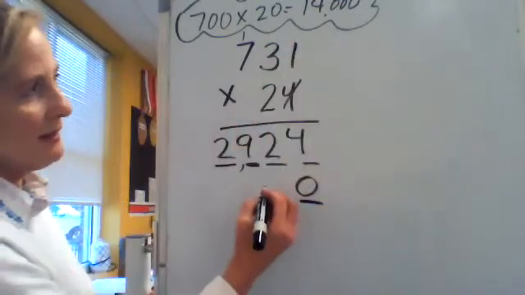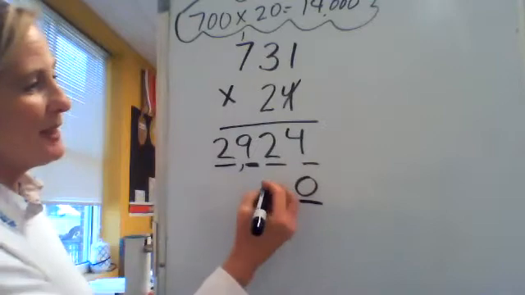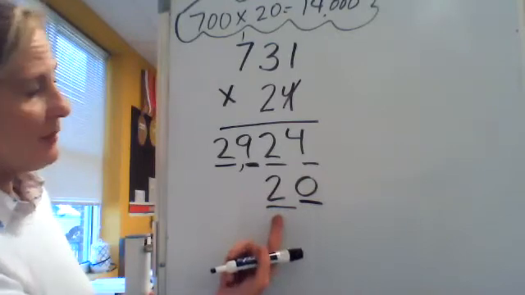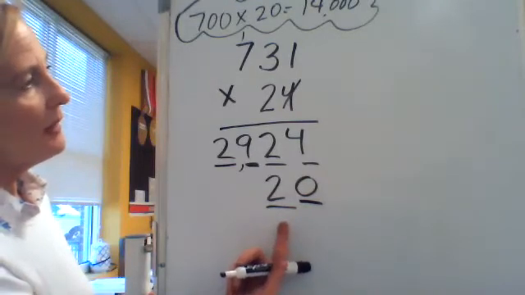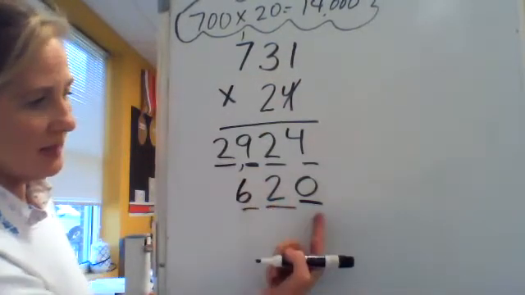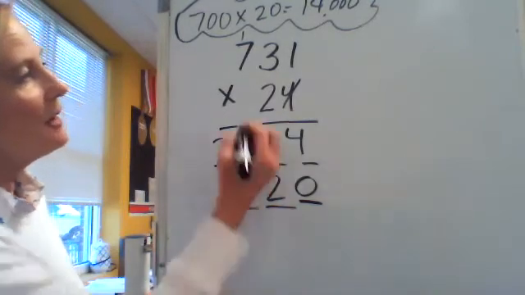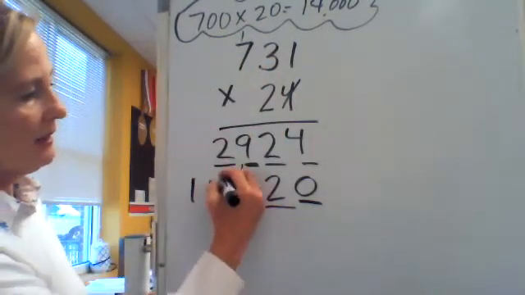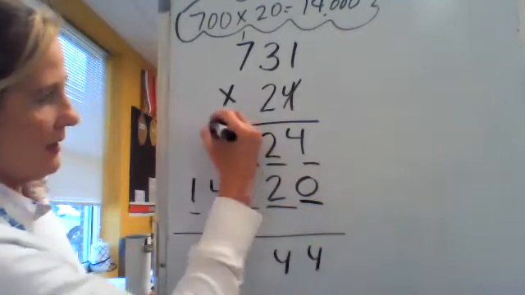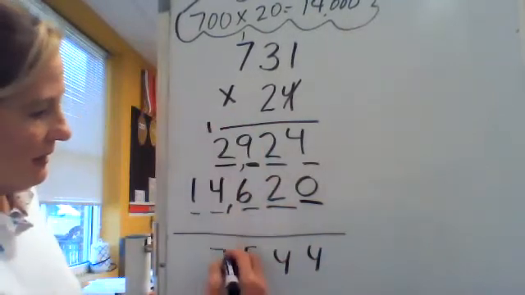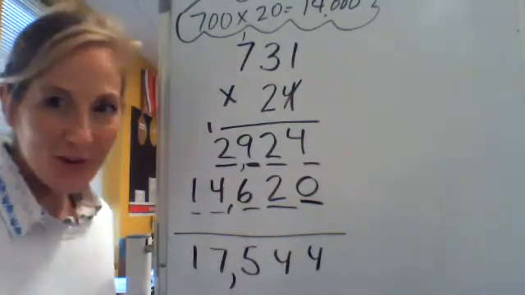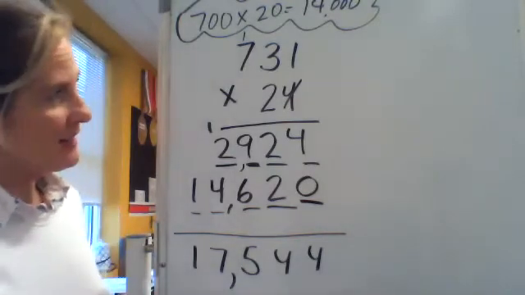2 times 1, even though it's not a 2, right? It's a 20. 20 times 1. 2 times 1 is 2. And it actually goes into the right value place since I put that 0 there to hold the place. And 2 times 3 is 6, but we know that's really 600, right? And because of that 0, that's in the right place. Just works out. 2 times 7 is 14. And there we are. 17,544 is my final product.